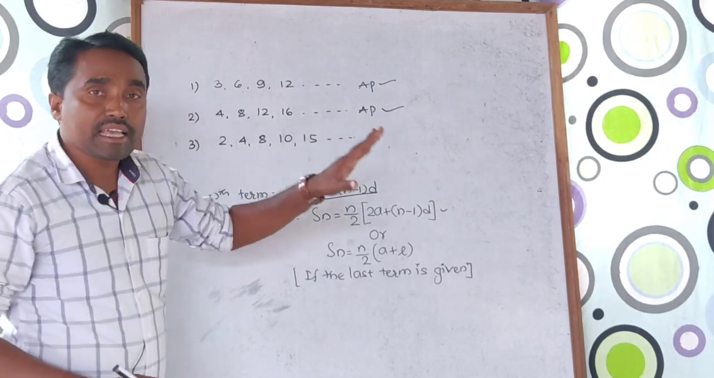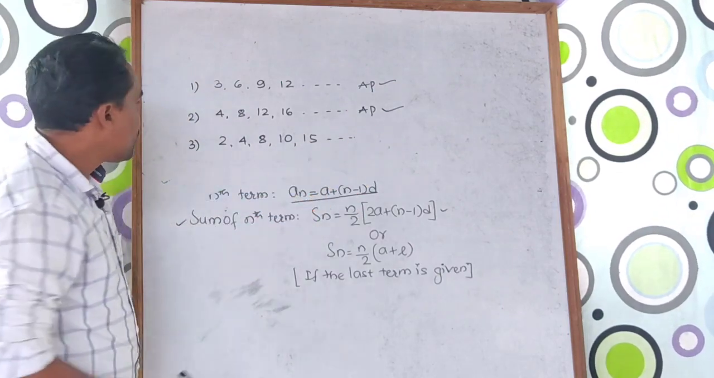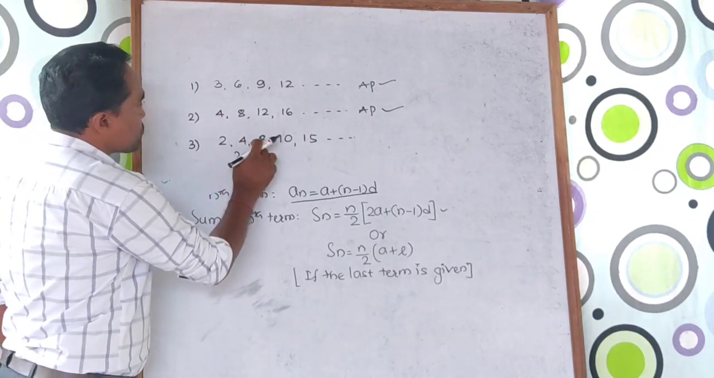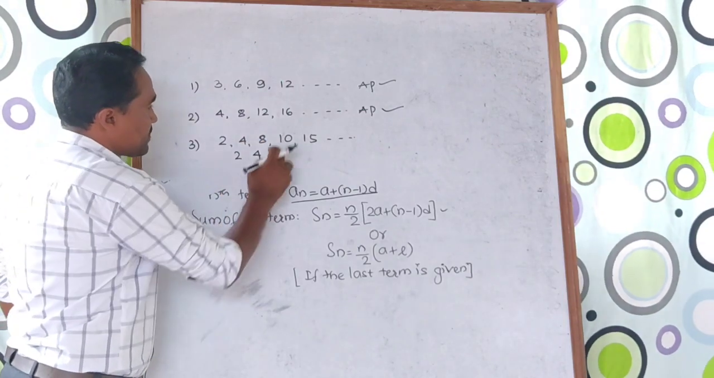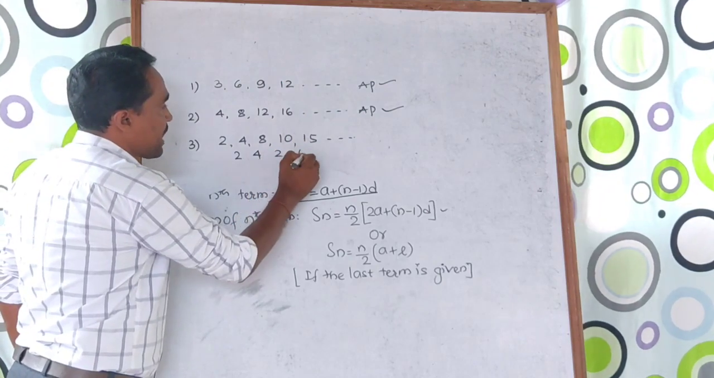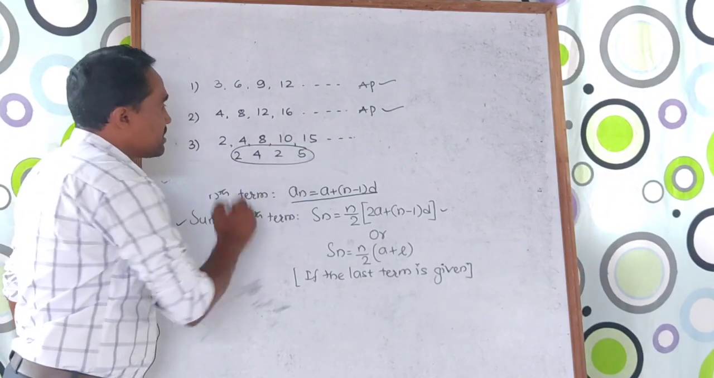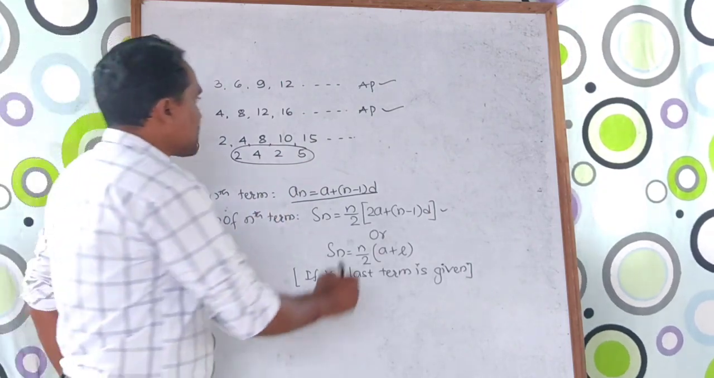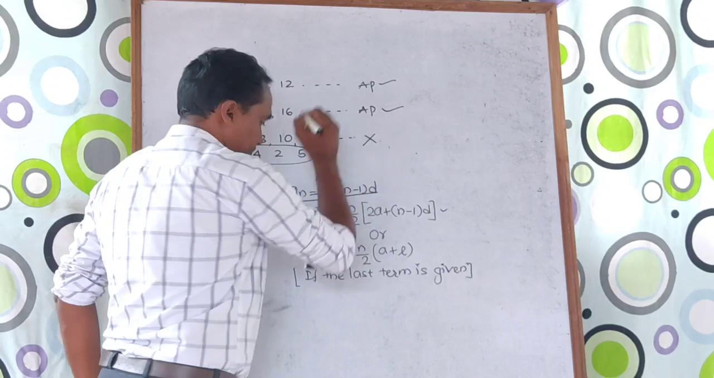This is not an AP. Can you guess why? Look at the difference here, it is 2. The difference between these two terms is 4. The difference between these two terms is 2, and the difference between these two terms is 5. Here all the common differences are different from each other, so that's why this is not an AP.